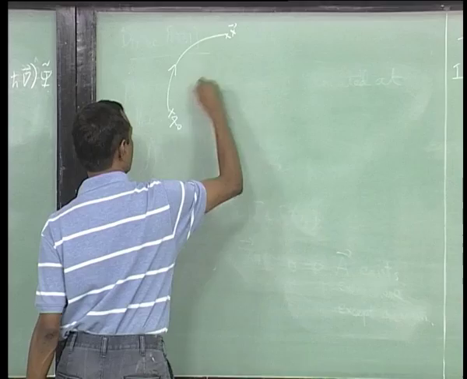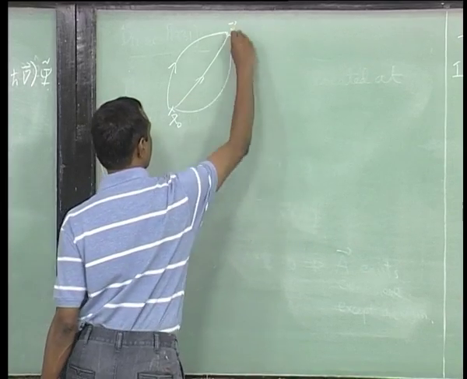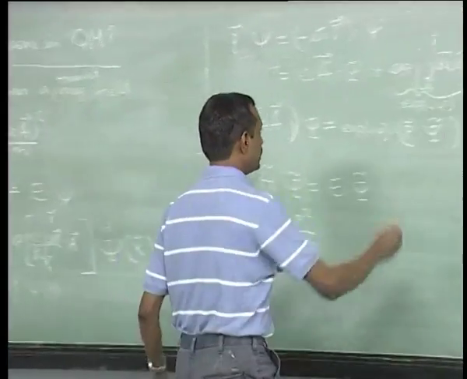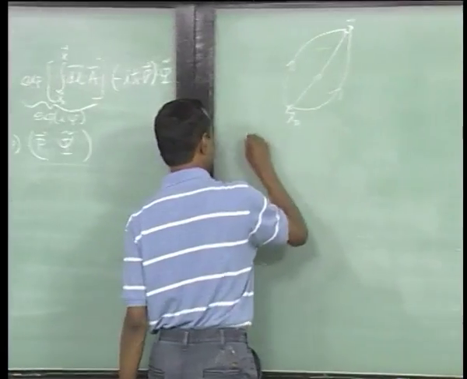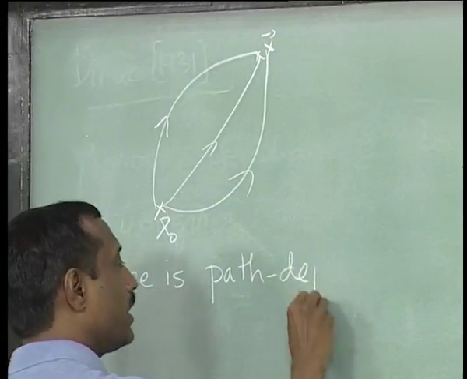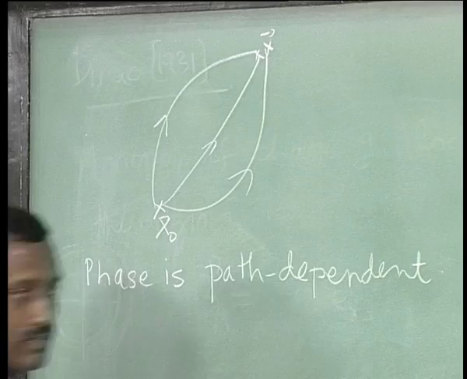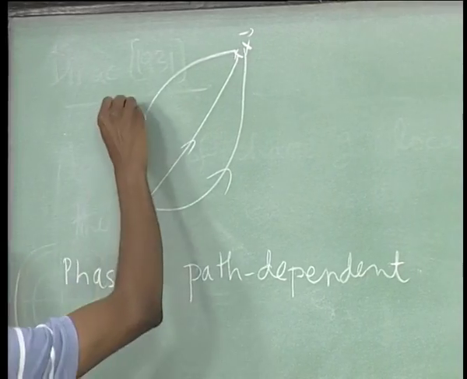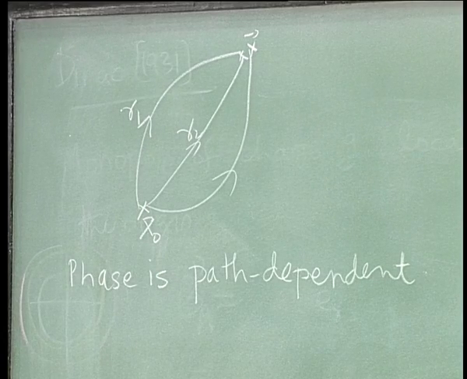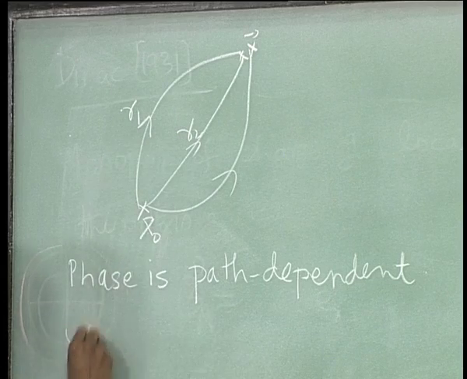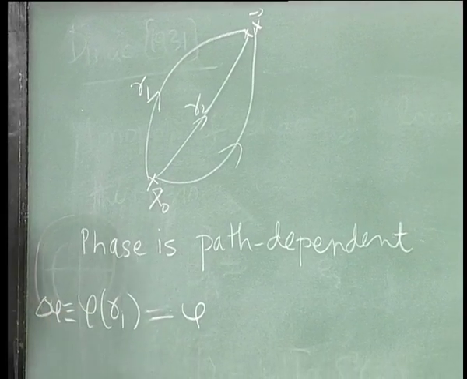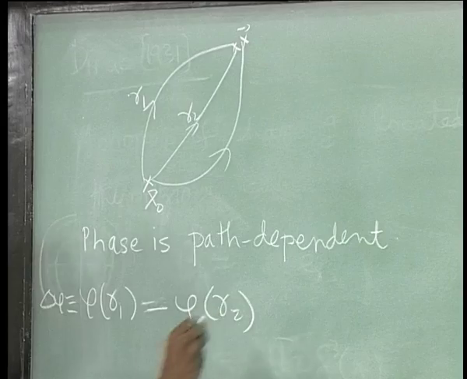Okay, we can go like this. I could have chosen this path, this path. Each of these paths differ by the phase. So the answer is actually path dependent. So the phase is path dependent, and let us understand how it depends on the path. Okay, so let us choose two paths, gamma 1 and gamma 2, and ask what is the difference. So delta phi will be defined to be phi of gamma 1 minus phi of gamma 2.